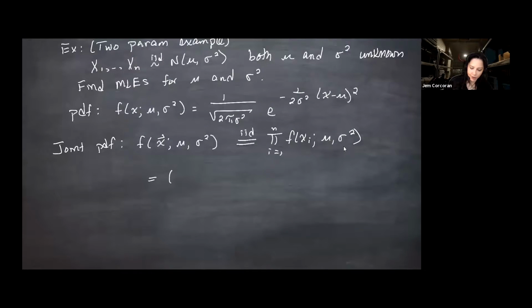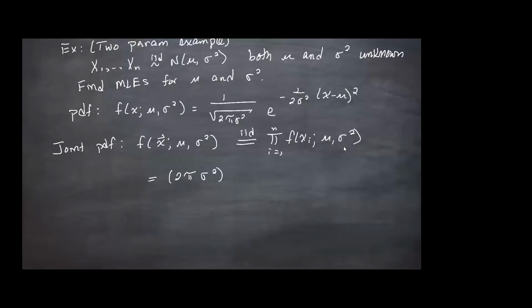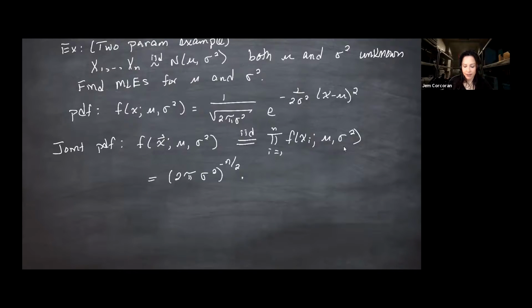So you don't have to write the first part this way, but I would say 2 pi sigma squared to the minus n over 2. And then for the rest, you can certainly use exp, so you don't have to write exponents. Guess I won't, but we'll have e to the minus 1 over 2 sigma squared, the sum as i goes from 1 to n of xi minus mu squared.